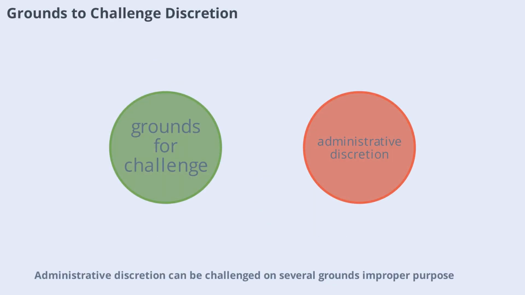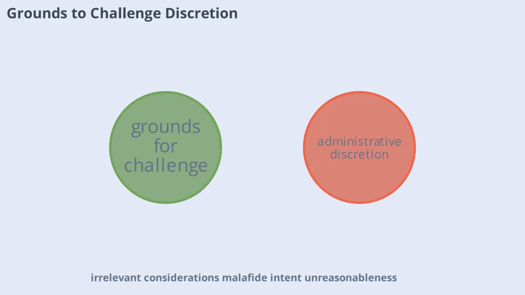Administrative discretion can be challenged on several grounds: improper purpose, irrelevant considerations, malafide intent, unreasonableness, lack of procedural compliance, and arbitrary use of power. Courts examine these factors to ensure that discretion is exercised within legal and ethical boundaries.